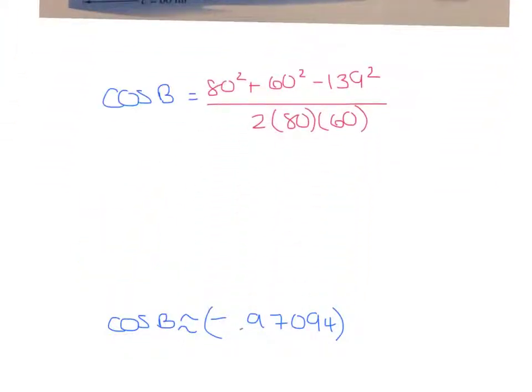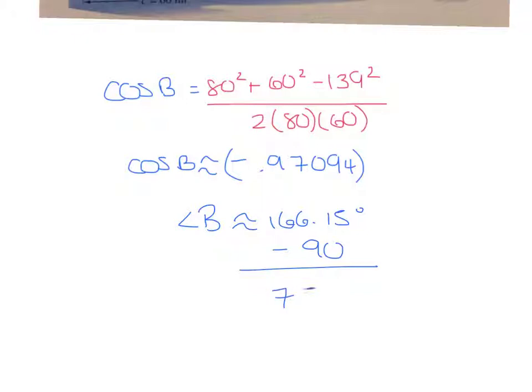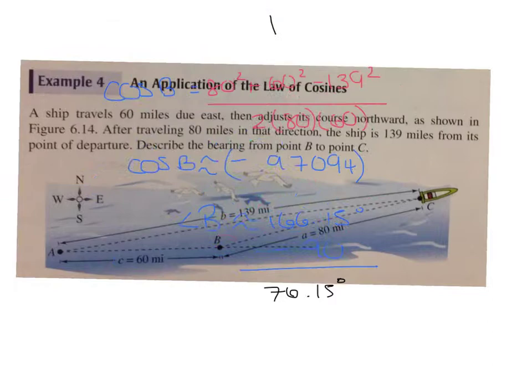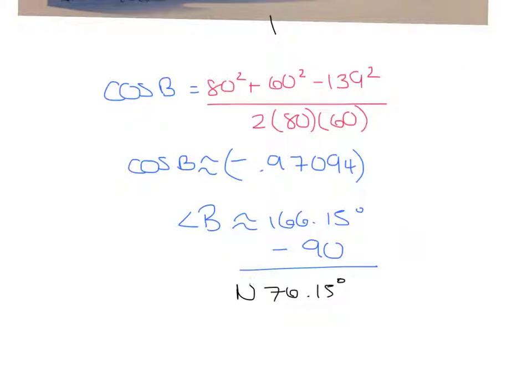And then the next thing we want to do is take the inverse cosine of that, and we get angle B is approximately 166.15. And again, we're going to subtract 90 from that to get the bearing, and we get 76.15 degrees. And we were heading, let me bring down that picture again, we were heading northeast. So we're going northeast.